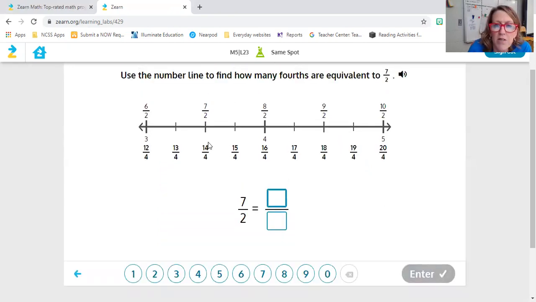Use the number line to find how many fourths are equivalent to 7 halves. So let's find 7 halves. And what does it say under here? 7 halves equals 14 fourths. You can look right in the number line, just look right under.